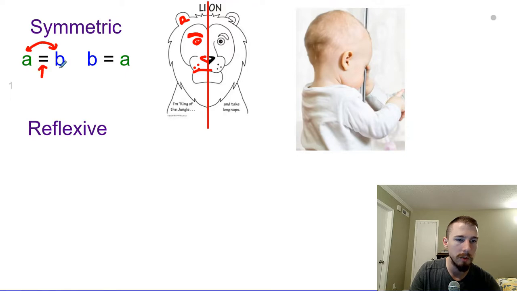We're switching it about an equal sign. That's what makes it the symmetric property. It's kind of like the commutative property of equality, but that's not what it's called. It's called the symmetric property. You can also do the same thing.